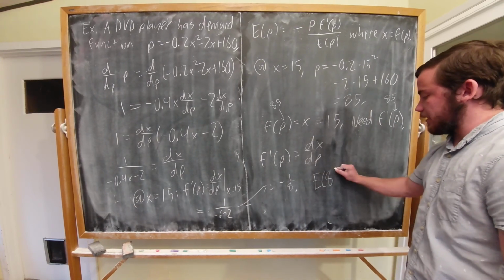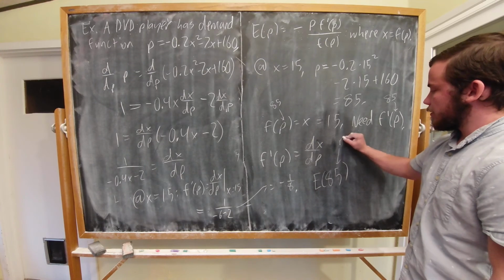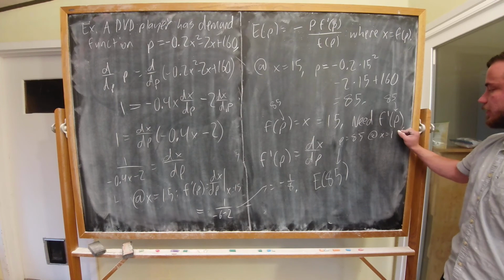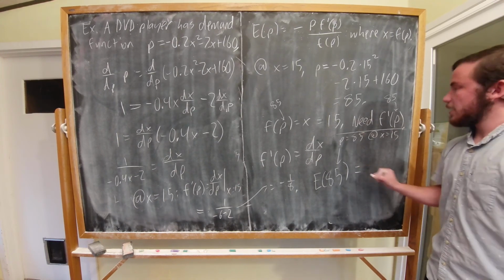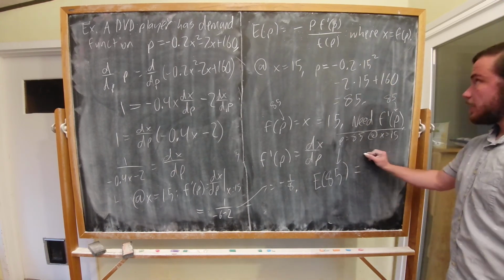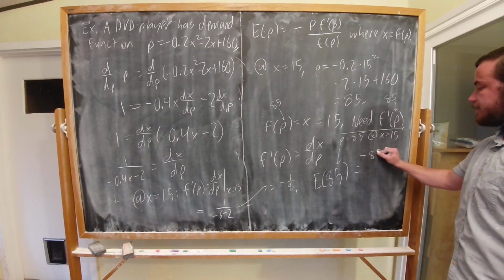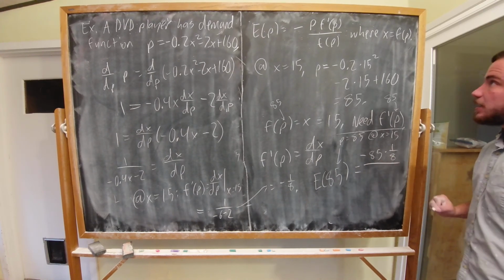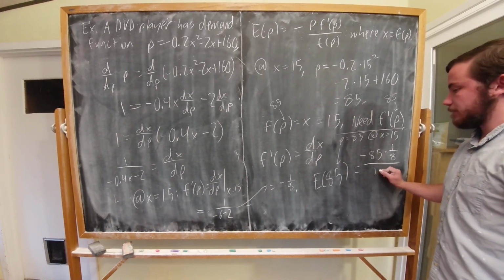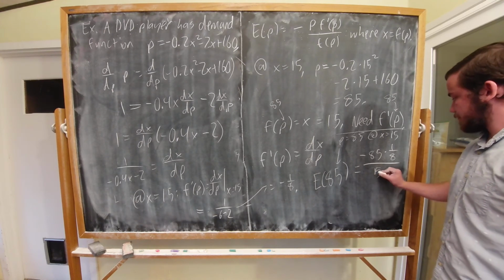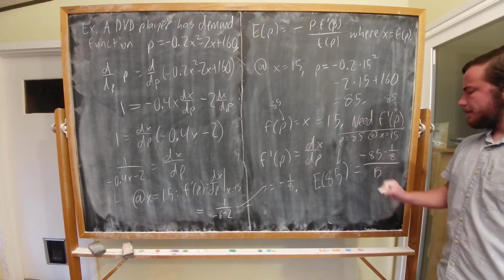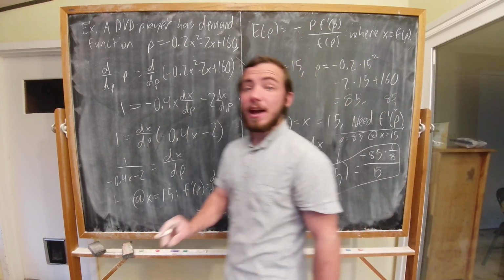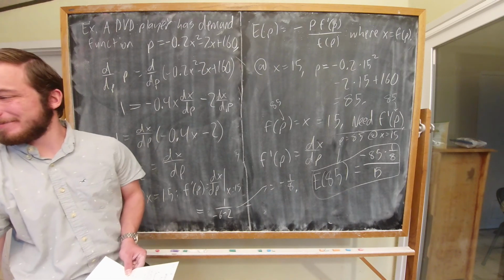Alright, so let's plug it in. E of 85, right? Because p equals 85 at x equals 15, is, by our formula, negative 85 times negative 1/8 divided by 15. Alright, so that's our elasticity there. Let me compute that real quick and then I'll be right back.